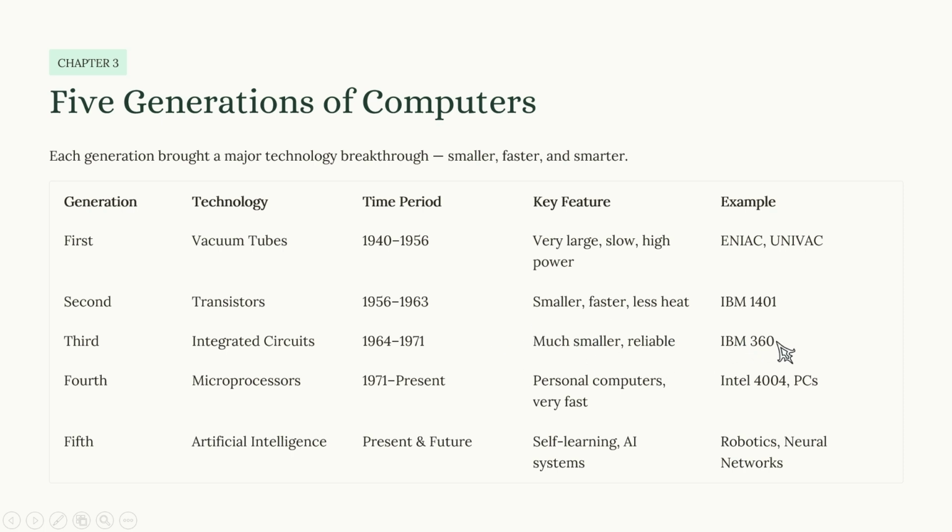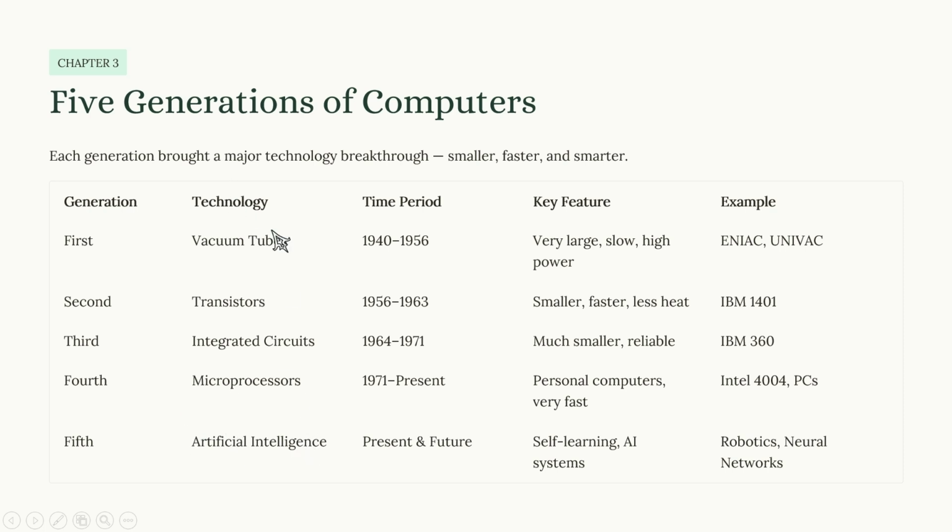The fourth generation introduced microprocessors. This led to the development of personal computers that could be used in homes and offices. The fifth generation focuses on artificial intelligence. Modern computers can recognize speech, learn from data, and perform intelligent tasks. An easy way to remember the generations is vacuum tube, transistors, integrated circuits, microprocessors, and artificial intelligence.